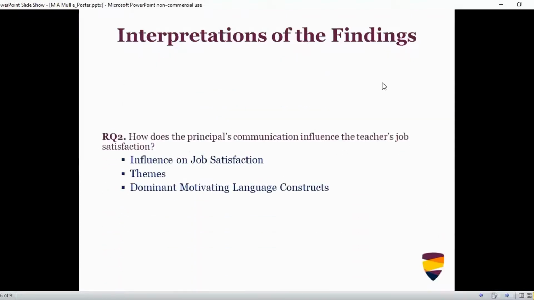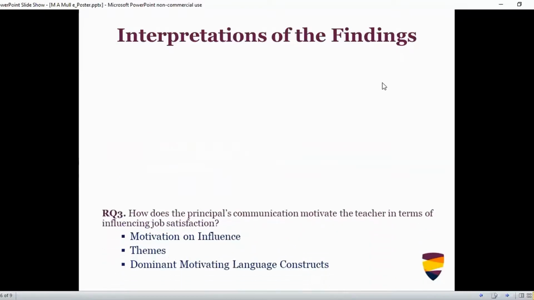Research question number 2. How does the principal's communication influence the teacher job satisfaction? The 4 influence factors were dissemination of information, planning, clarity, and principal's leadership style. The 4 factors that influenced job dissatisfaction were unintentional and unstructured communication, written reprimands, situational or inconsistent praises, and lack of concerns. 6 of the 14 themes, collegial relationship, expectations, feedback, leadership, teacher focus, and team, help to answer this research question. The research study results implied that direction-giving and empathetic language were the dominant motivating language constructs.